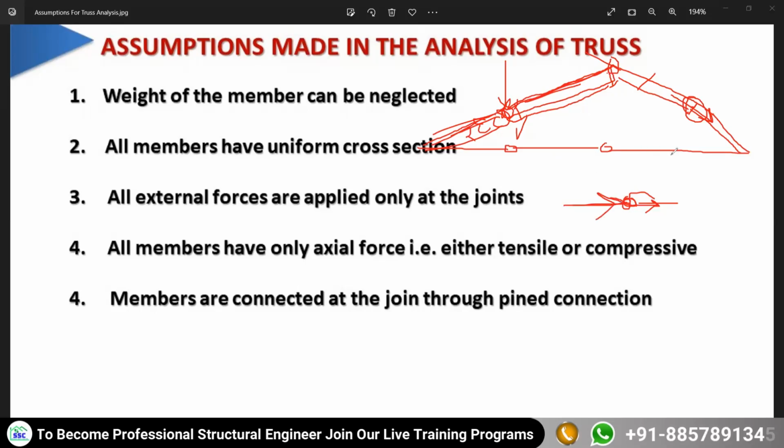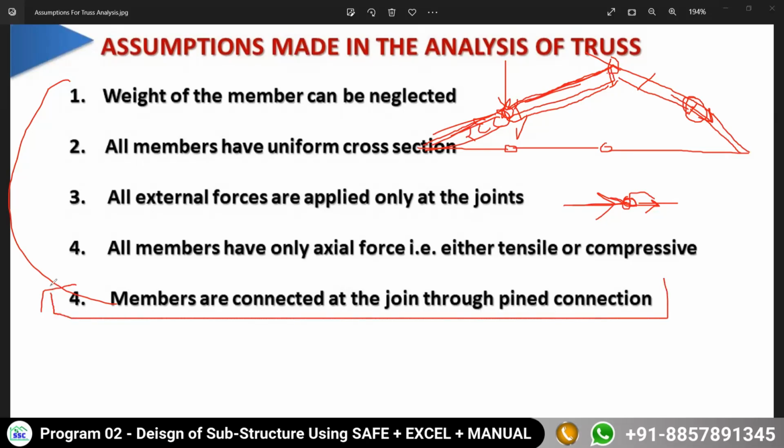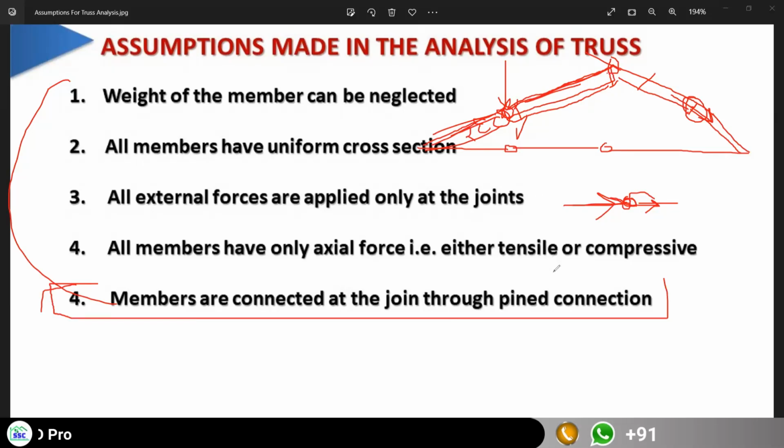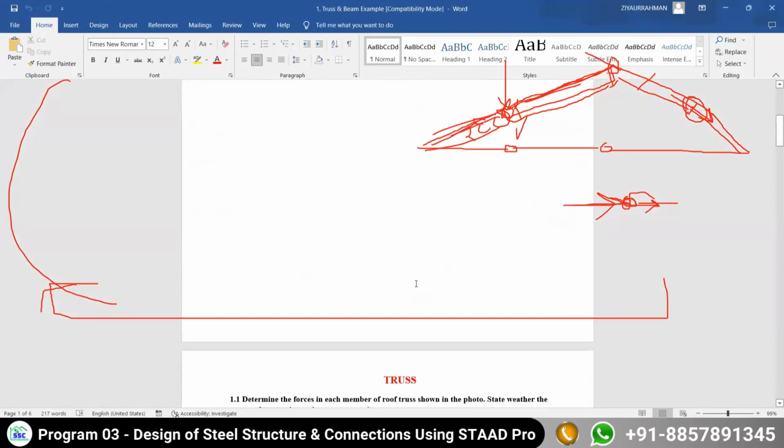So all the members of the truss will be subjected to axial forces, line forces, that may be tensile or compressive. Okay, so these are some assumptions, but they are not as important as the last one. Members connected at the joint through a pinned connection is the most important. That is the main concern in discussing these assumptions for the analysis of the truss. So you need to keep this in mind. That is needed when we practice modeling this truss in the ETABS software.